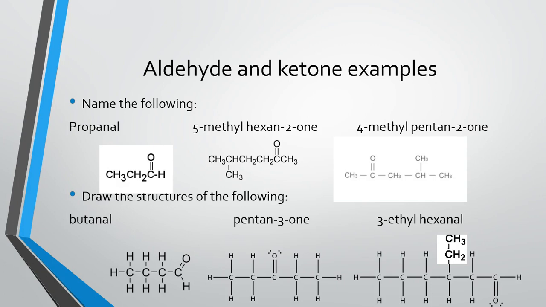So the last name on the top is 4-methyl-pentan-2-one, and again, we're giving the ketone the lower number. And then when we draw the structures on the bottom, pentan-3-one, I think it's pretty self-explanatory. And then 3-ethylhexanal. Again, you could have drawn it the opposite way. It really doesn't matter. I have the carbonyl group for the aldehyde on the right side, and then I start numbering from there.